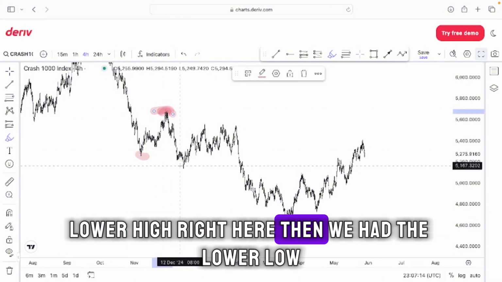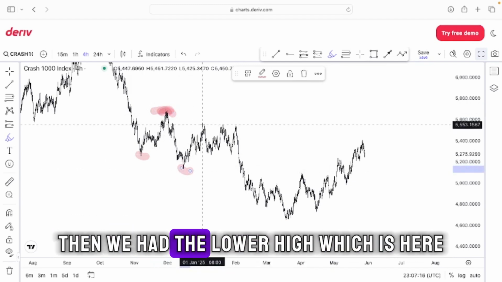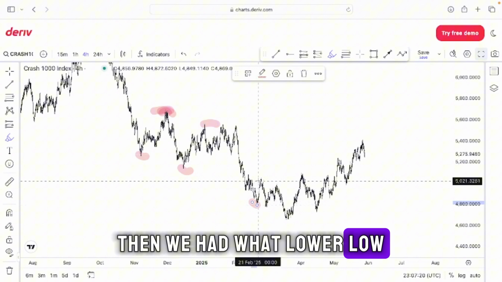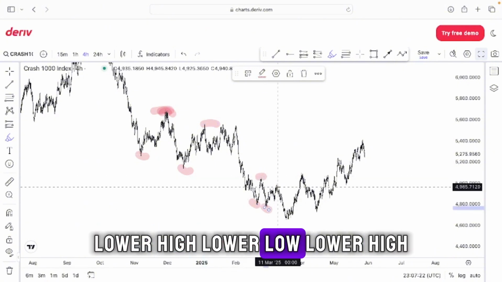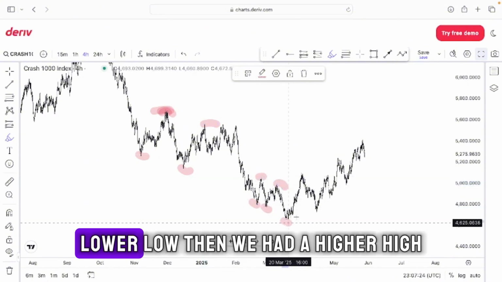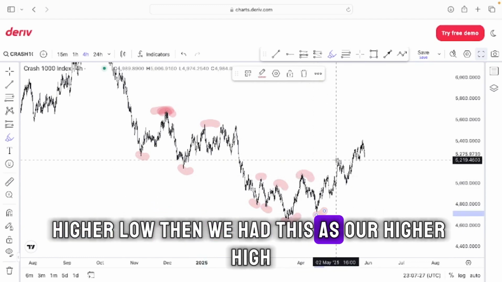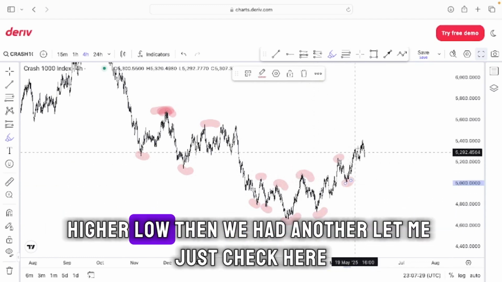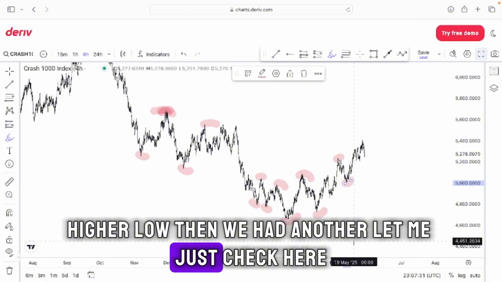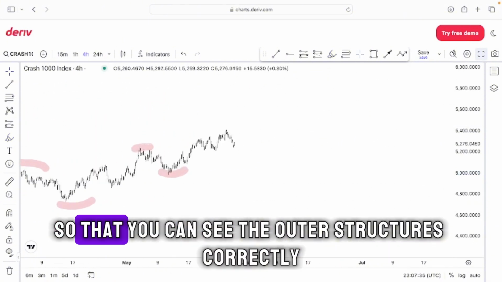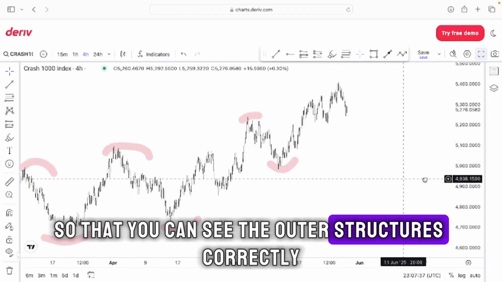lower high right here, then we had the lower low, then we had the lower high, of which it's here, then we had lower low, lower high, lower low, lower high, lower low, then we had a higher high, higher low, then we had this as a higher high, higher low, then we had another. Let me just check. Yeah, make sure that you zoom out and zoom in so that you can see the outer structures correctly, guys.